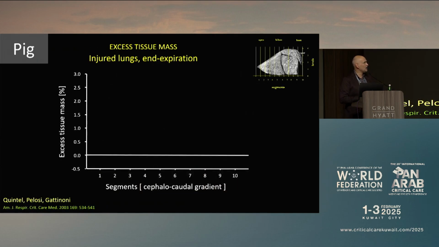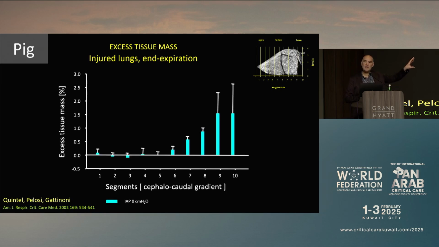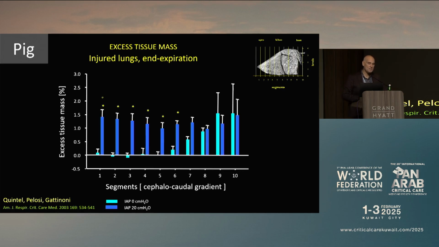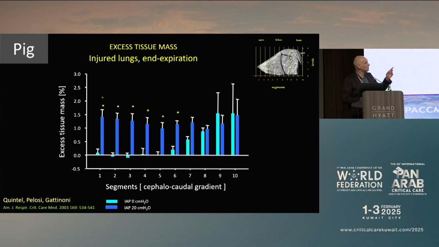And they found in their study that in normal abdominal pressure the dorsobasal regions of the lungs are wet and flooded, but if you increase abdominal pressure, you flood the lung from the base to the top. And this will result in an increase in extravascular lung water.